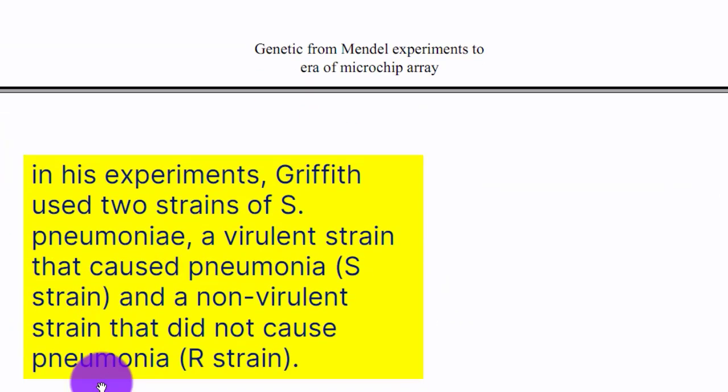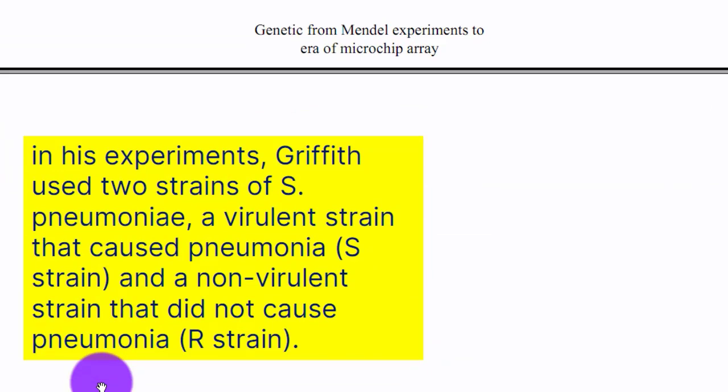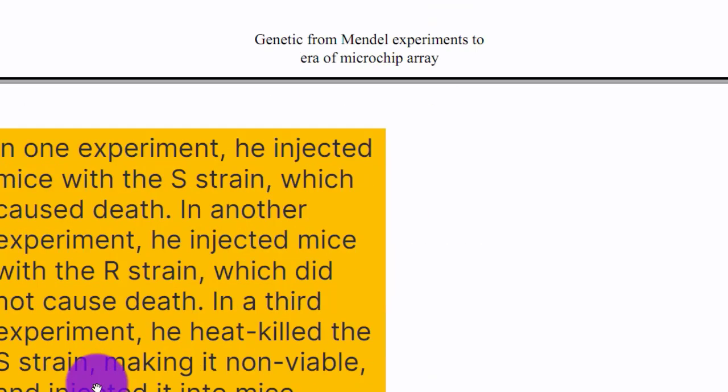In this experiment, Griffith used two strains of S. pneumoniae, a virulent strain that caused pneumonia and a non-virulent strain that didn't cause pneumonia. In one experiment, he injected mice with the S strain, which caused death. In another, he injected mice with the R strain, the rough strain, which didn't cause death.